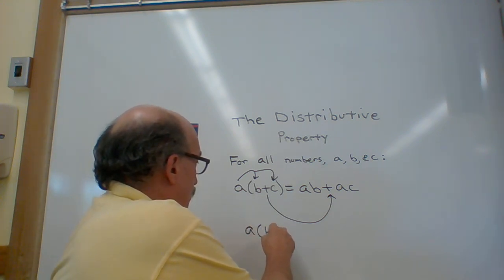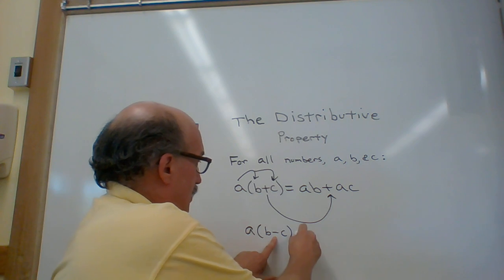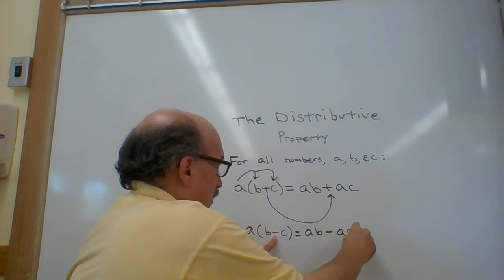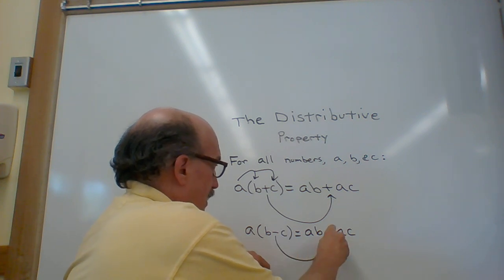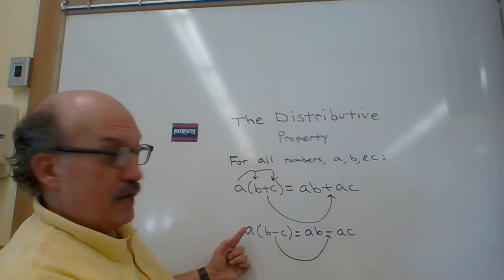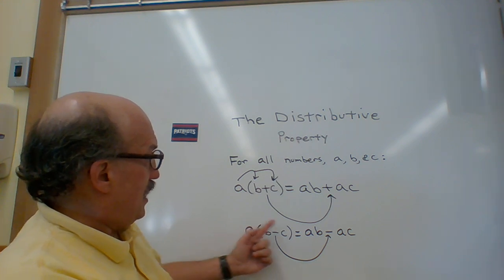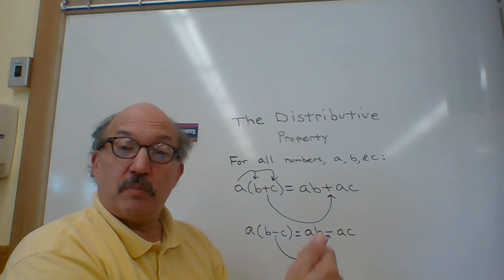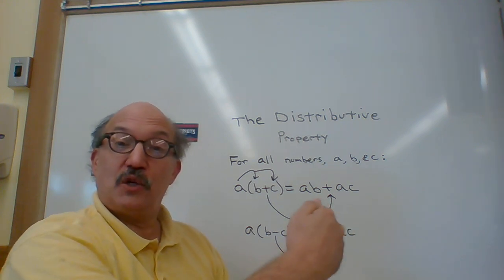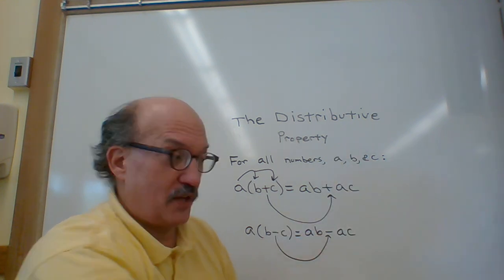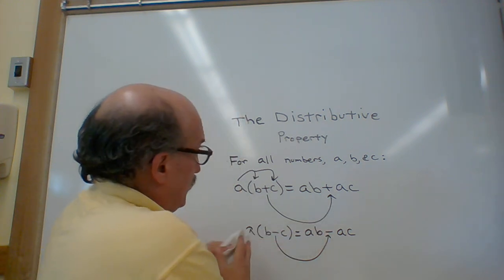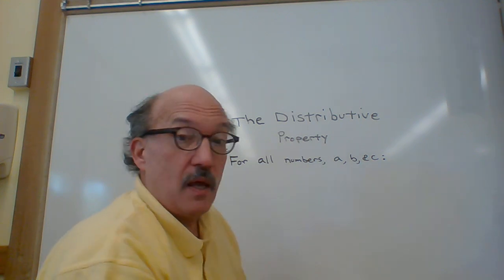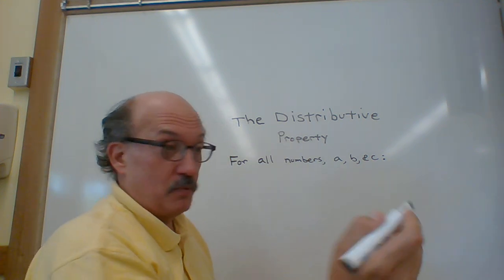A times B minus C is A times B minus A times C. So that minus sign comes over here. And once again, we have to multiply A times B and the A times C. The distributive property also can apply to more than B plus C. There could be a B plus C plus D inside. And that's also something that you're familiar with because you've already multiplied a one-digit number by a three-digit number. We'll take a look at that.